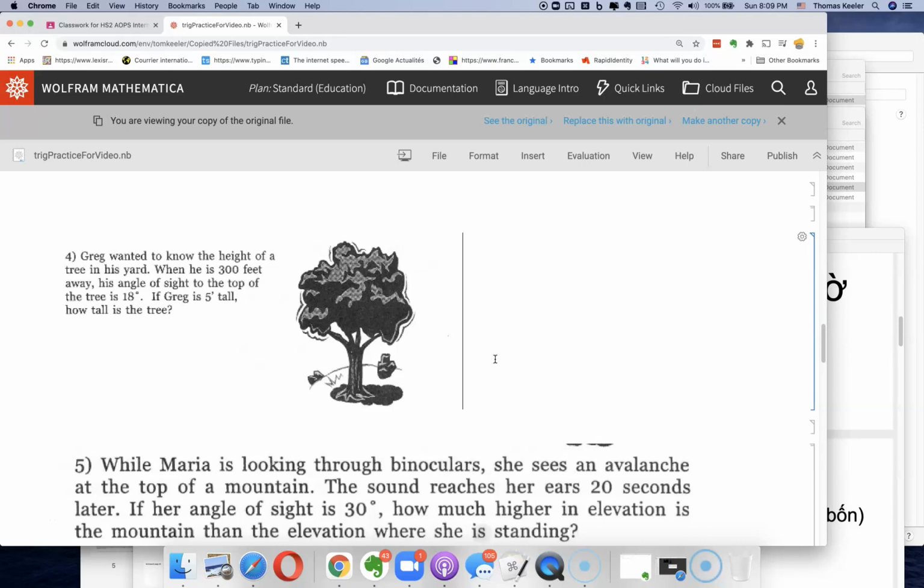And so his angle, he's 300 feet away, so that's on the ground, 300 feet away, and his angle is 18 degrees. Okay. And we want to know how tall it is, but we're going to have to add that 5 feet that he is above the ground.